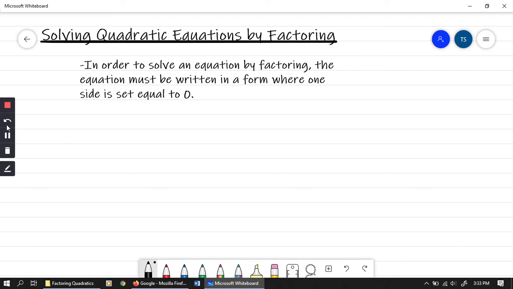And so it's important for you to know that not every expression is factorable. Not every expression can be factored. But when you do have an expression that can be factored, and it is a part of a quadratic equation that is set equal to 0, then it's fairly easy to do.